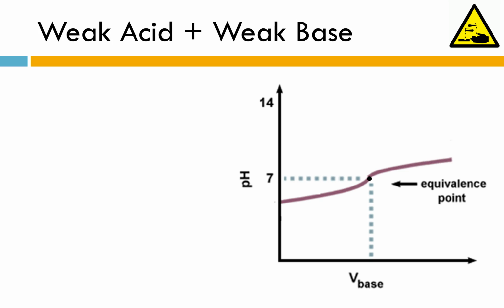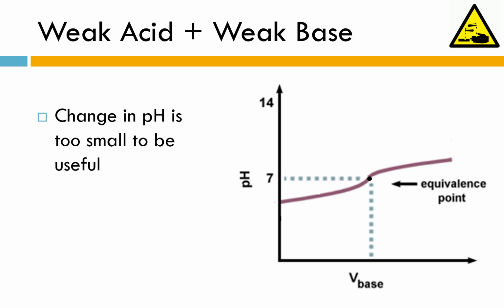If we titrate a weak acid and a weak base, this is the type of titration curve we get. Hopefully, as you take a look at that graph compared to the other 3 that we've looked at, you notice that you don't see that big inflection point. In other words, you don't have that gigantic change in pH occurring when a small volume of base is added. We never titrate weak acids and weak bases because the change in pH is way too small to be useful.